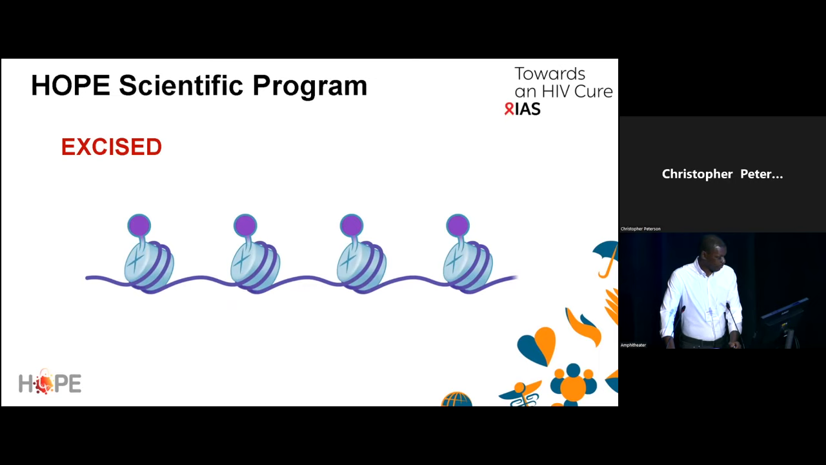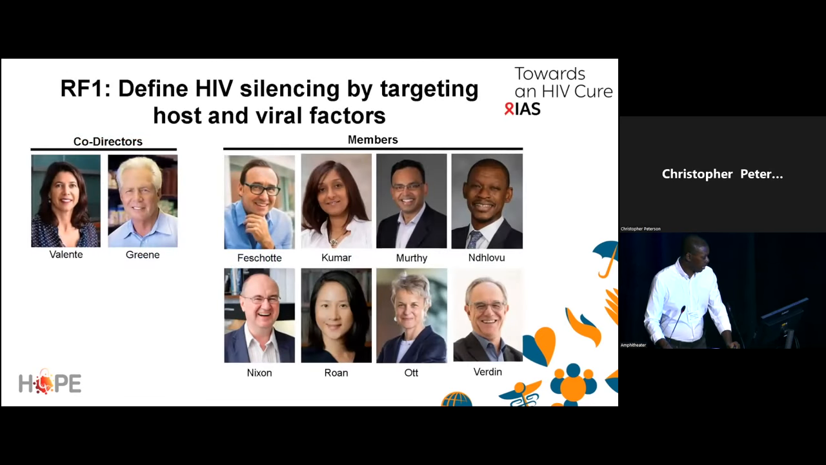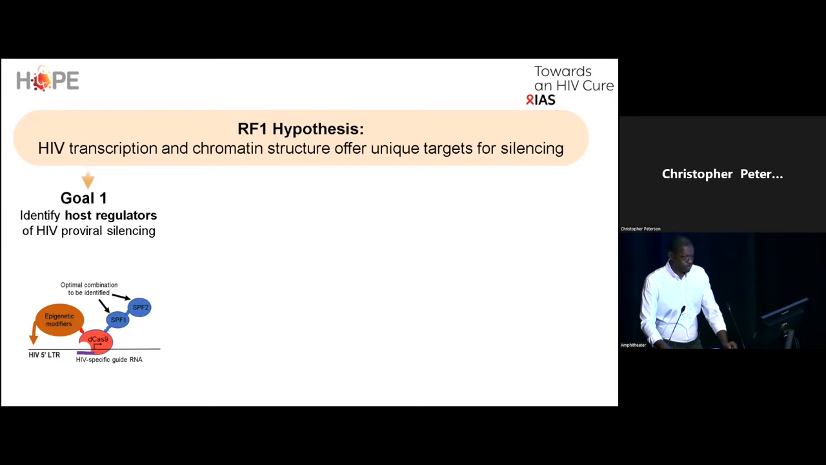So as part of the program, we have worked with the NIH's guidance on having 3 research foci. The first research focus, which is led by Susanna Valente and Warner Greene at the Gladstone Institute and several members of our program, hopes to define HIV silencing by targeting both host and viral factors. Our hypothesis, stemming from a lot of work on HIV transcription within the program, is to see whether HIV transcription and chromatin structures can offer unique targets for silencing. We have about four goals to achieve that.